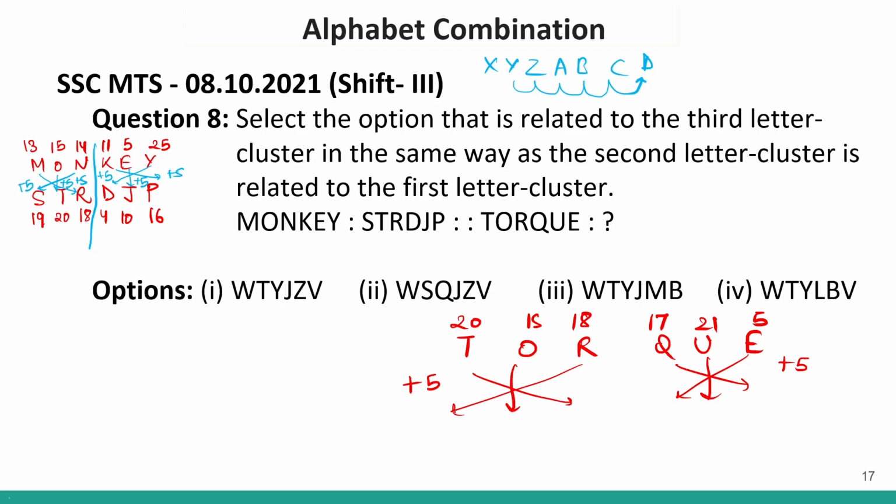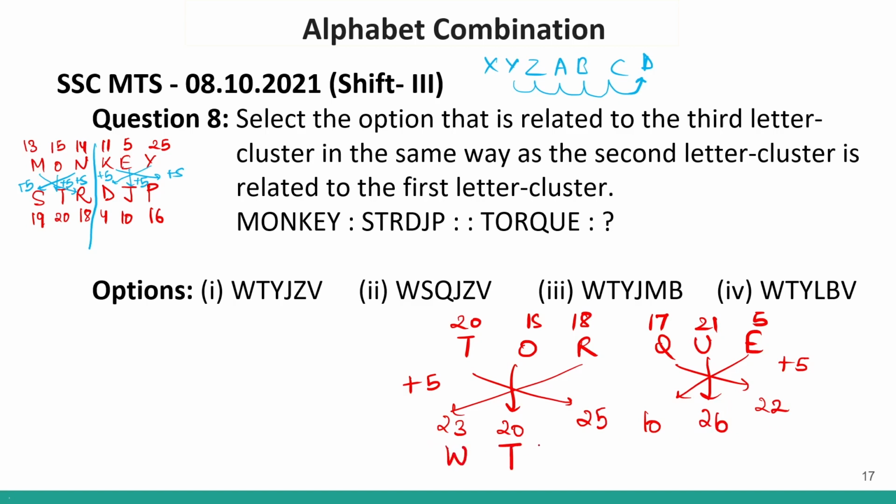So 18 plus 5 will give me 23. 15 plus 5 will give me 20 and 20 plus 5 will give me 25. Similarly, 5 plus 5 will give me 10, 17 plus 5 will give me 22 and 21 plus 5 will give me 26. So now let me assign them alphabets.